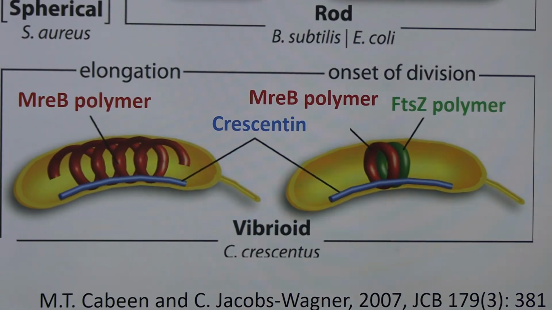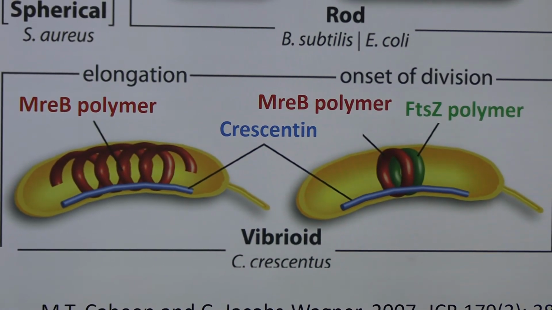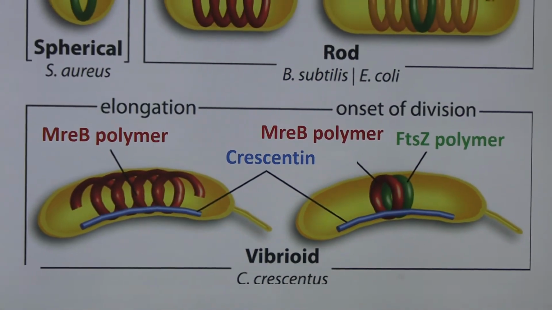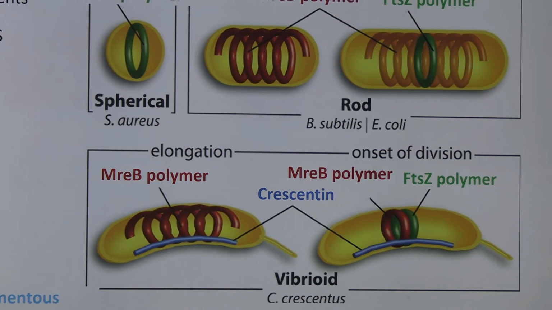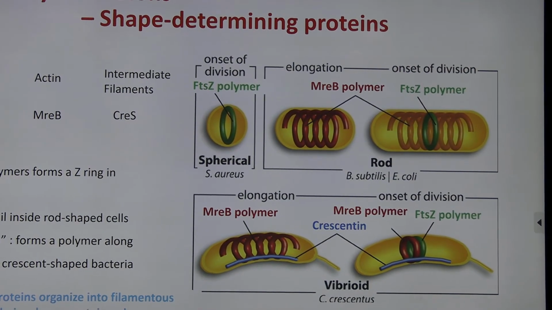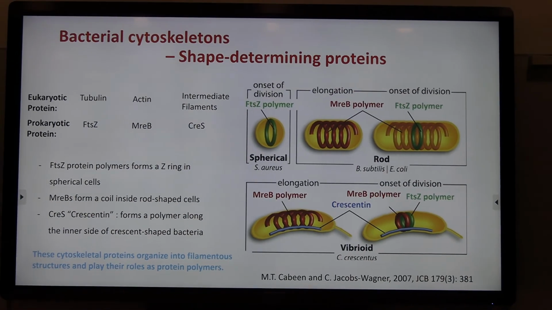Well, I need to mention that these cytoskeleton proteins organize into filamentous structures and play their roles as a protein polymer. So it's not one protein, but a protein polymer. This is an important message that you need to remember.